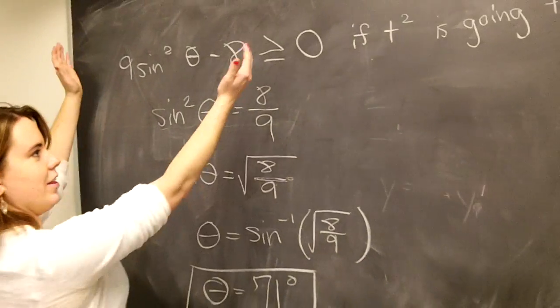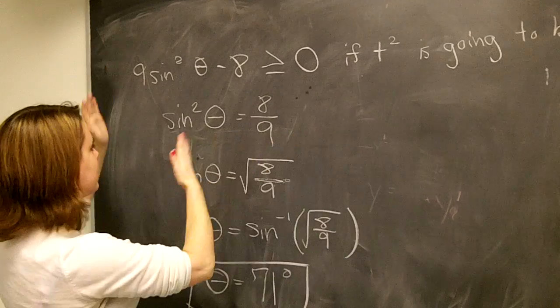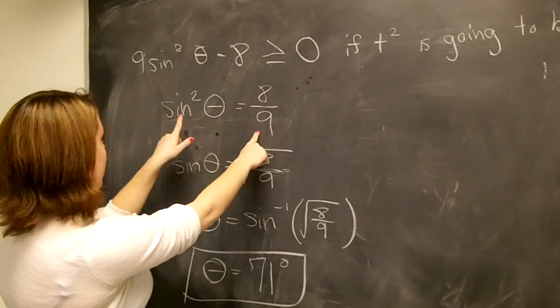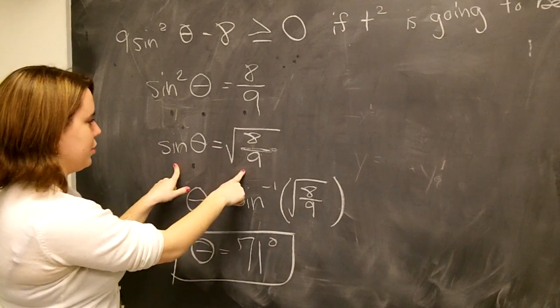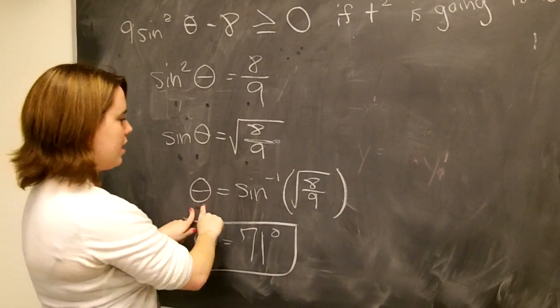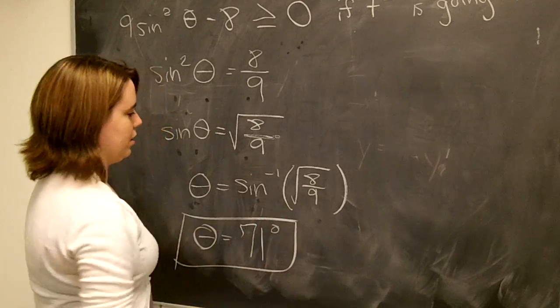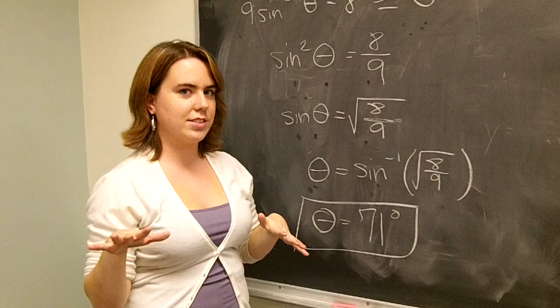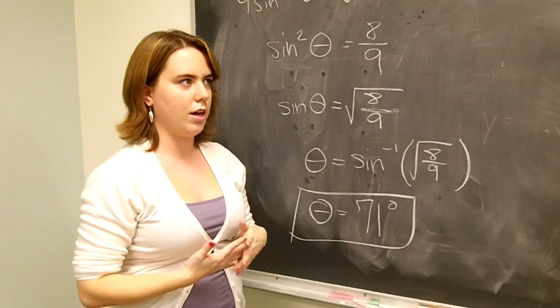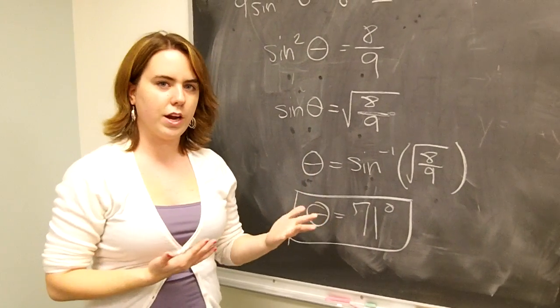So we will come over here to this board. There we go. That's just in words. Sine squared theta is equal to 8 over 9. Just pull it over and divide. Sine of theta is equal to the square root of 8 over 9. Theta is equal to the inverse sine of that, which is 71 degrees, which is not the angle that we got. We got, I think, 45 degrees was our angle.